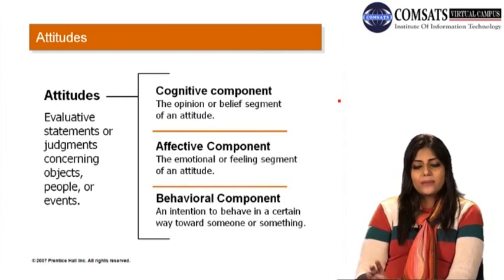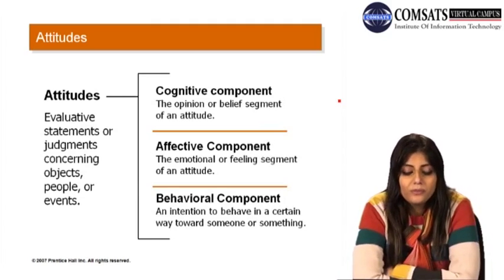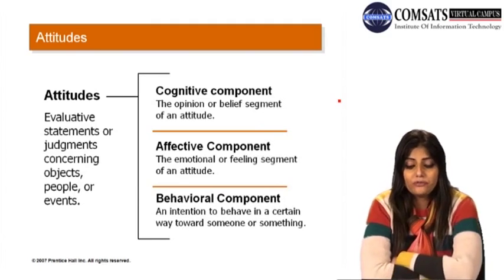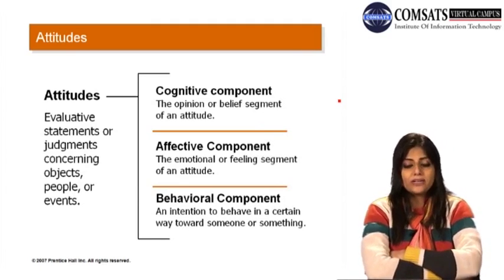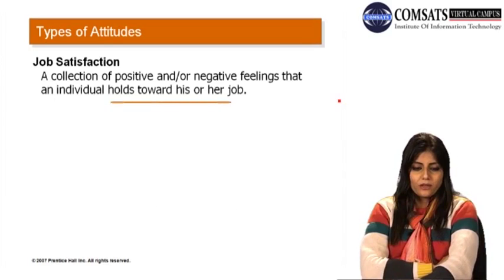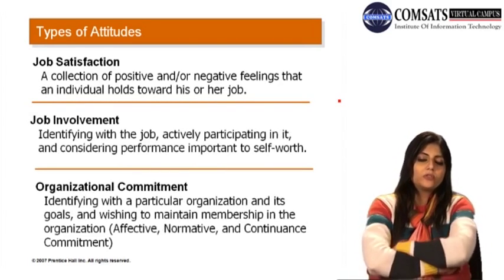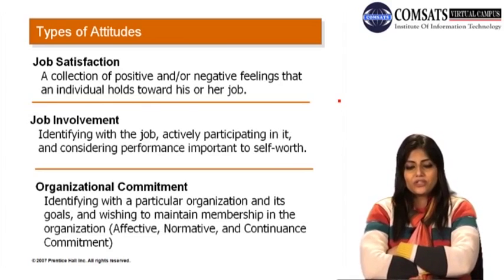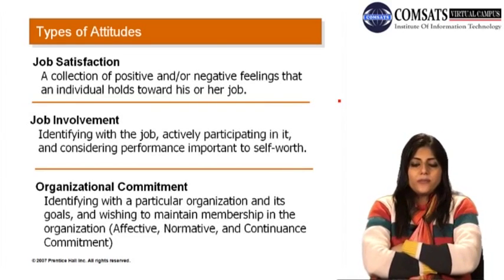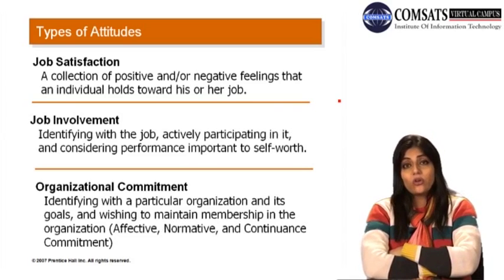So we see that attitudes basically have three different components. One is the cognitive component, which is the opinion or belief segment of an attitude. The affective component is the emotional segment of an attitude, and the behavioral component is the intention to behave in a certain way toward someone or something. As I told you, giving examples of attitudes, one is job satisfaction, a collection of positive and/or negative feelings that an individual holds towards his or her job. It explains how satisfied or how dissatisfied you are with your job.